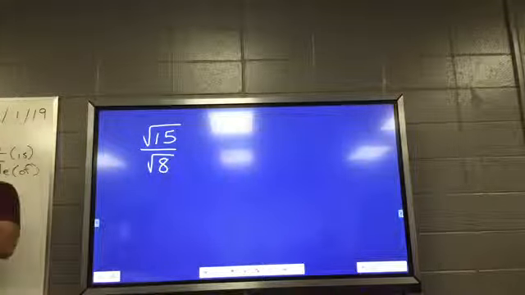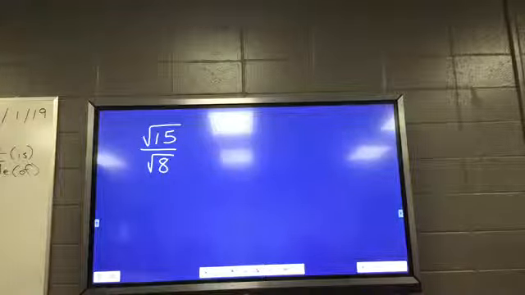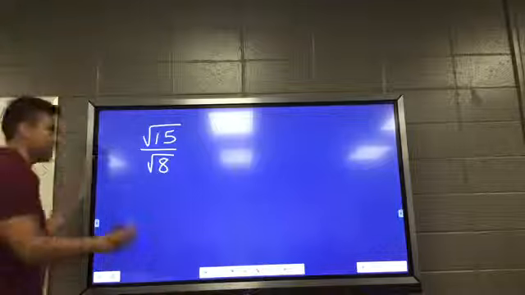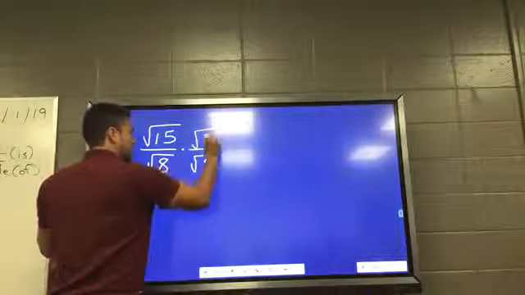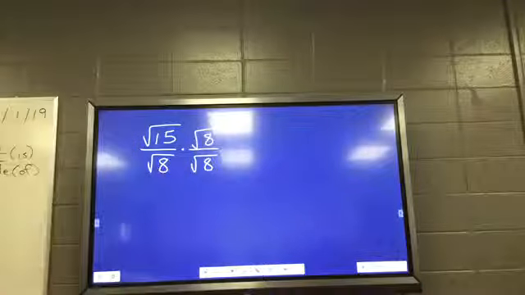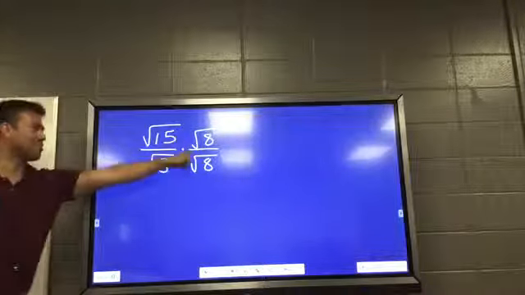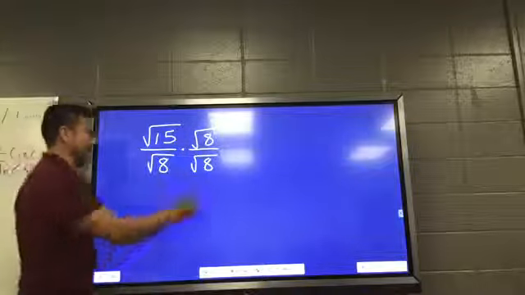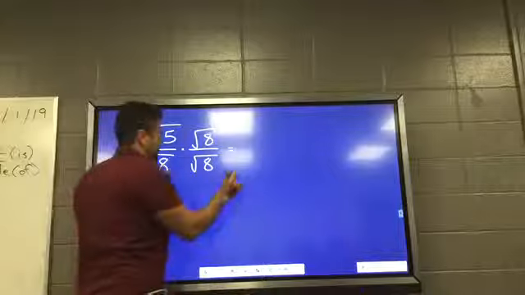Okay, let's rationalize this denominator, please. I have a denominator of the square root of 8. I don't want the square root of 8. How do I get rid of that square root of 8? Multiply by the square root of 8 over the square root of 8, which is really just a big fat 1. That's the identity property in action. But what's the square root of 8 times the square root of 8?